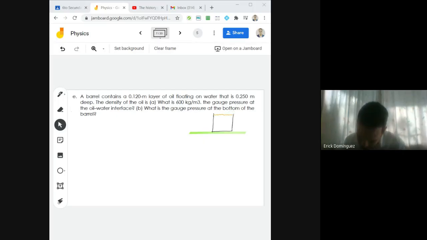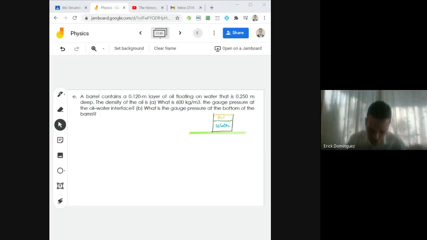So, a 0.120 layer of oil, and we have a little bit more of water. That's why we have an interface there, right? That's the interface that this exercise is talking about. So that's oil, and that's water, right? Okay, let's do it in blue. Let's color code everything. That's water. Okay, so we have that.